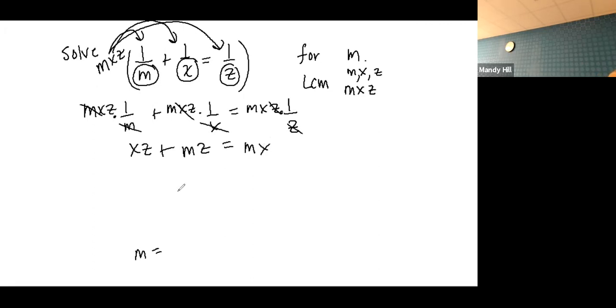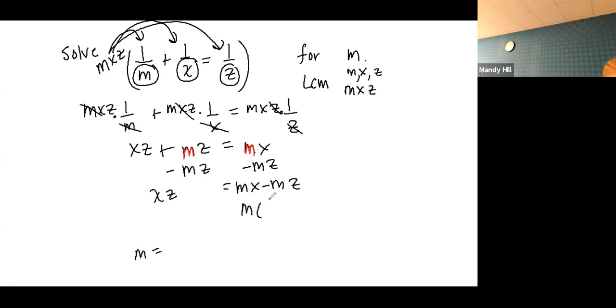Okay, now it's much easier to look at this when they're not all fractions. You want to pay attention to your end goal, which is we need to figure out what m is equal to. So it might be a good idea to get the m's on the same side of the equation. I'm going to move this mz to the other side, so that on this side I just have left xz is equal to mx minus mz. Now I've got my m's all on the same side, which is what I'm looking for.